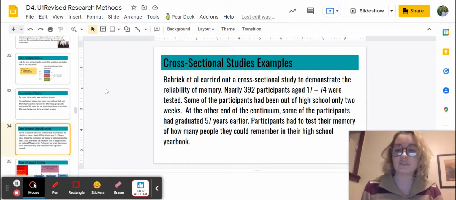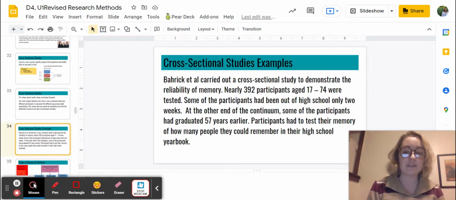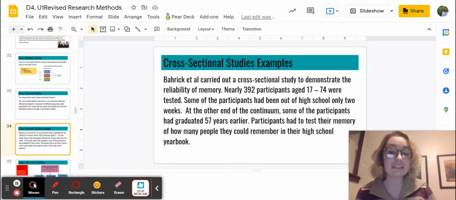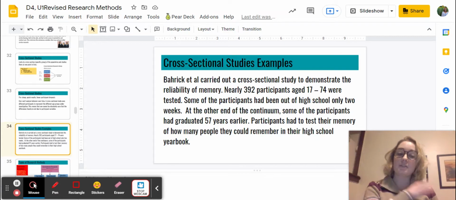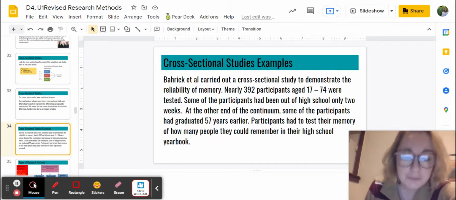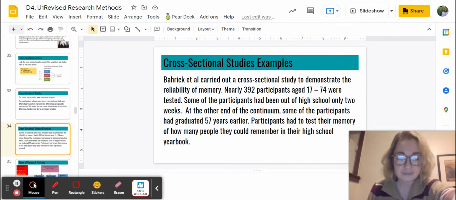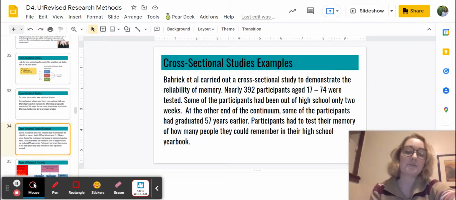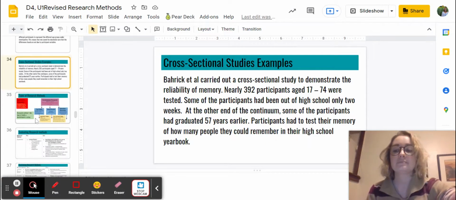So here's an example of a cross-sectional study. Bayrick et al. carried out a cross-sectional study to demonstrate reliability of memory. There were about 392 participants, aged 17 to 74, that were tested. Some participants had been out of high school only 2 weeks. And at the other end of the continuum, some of the participants had graduated 57 years earlier. Right, so we see the different groups at that same point in time. Participants had to test their memory of how many people they could remember in their high school yearbook. Right, cross-sectional because it's one point in time. They grabbed all these people to do this research, but it's different age brackets at the same time.